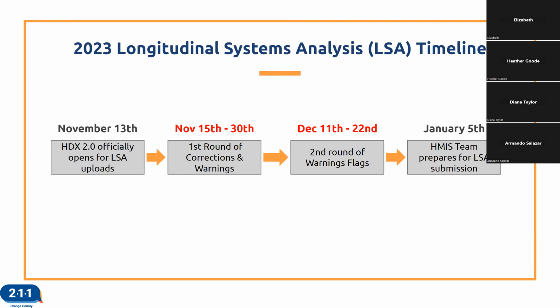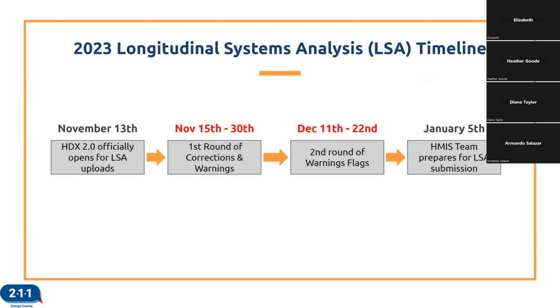So the LSA will be opening later this month. So we wanted to provide a brief overview of the LSA process and get the agencies prepared for the different rounds of corrections. It would officially open for upload November 13th. So the HMIS team will be working on providing the correction files and warning tabs to the agencies on the 15th, and we will be working with each agency to make those corrections and address the warnings.